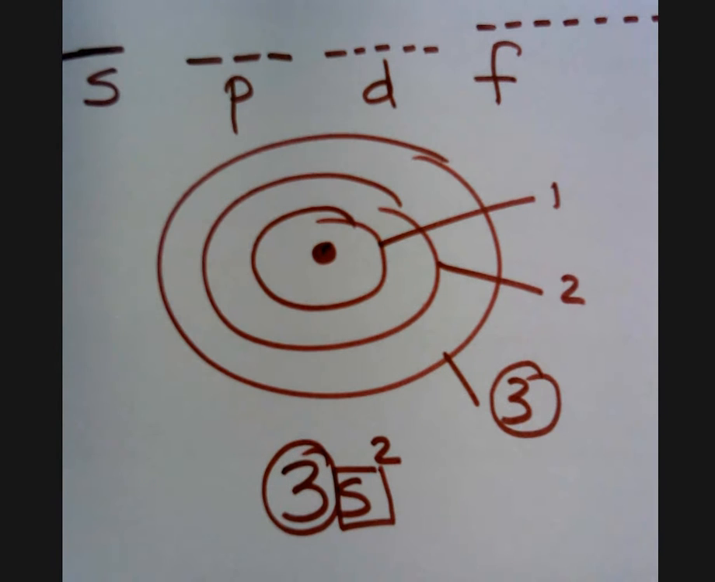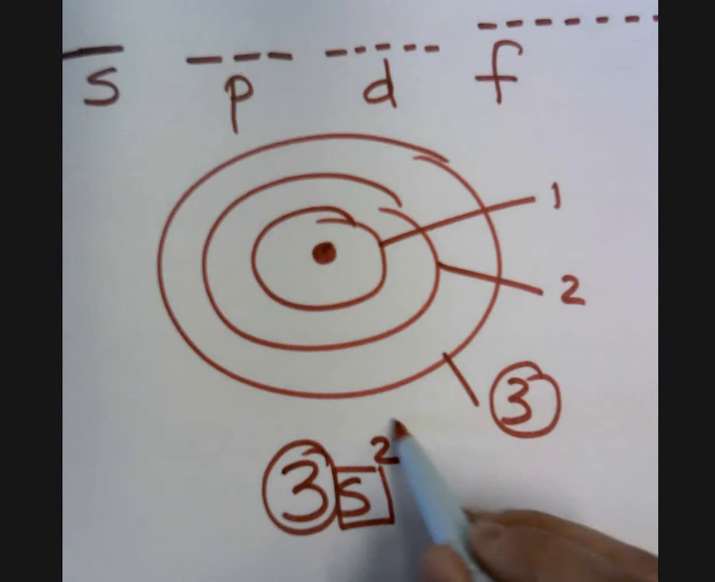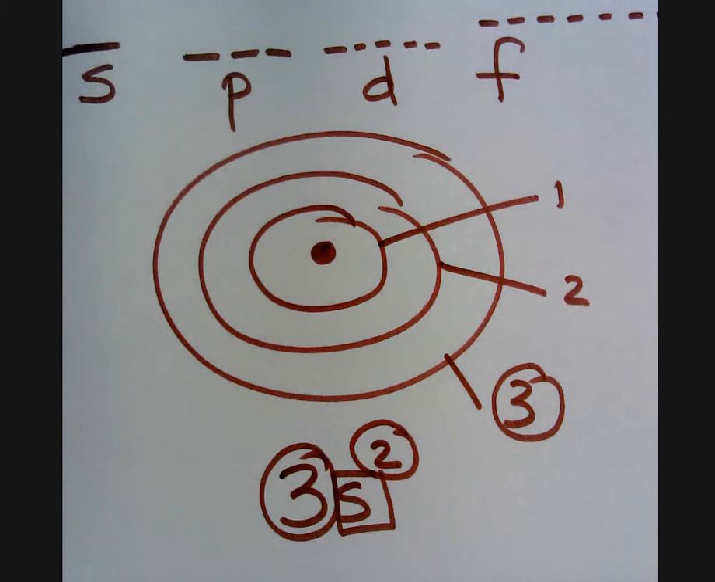Now, in your packet, it represented the type of room. Either it was sunny or either it was pink, okay? And then this number in your packet represented the number of people that were in that room. Well, this number represents the number of electrons that are within that orbital, okay?